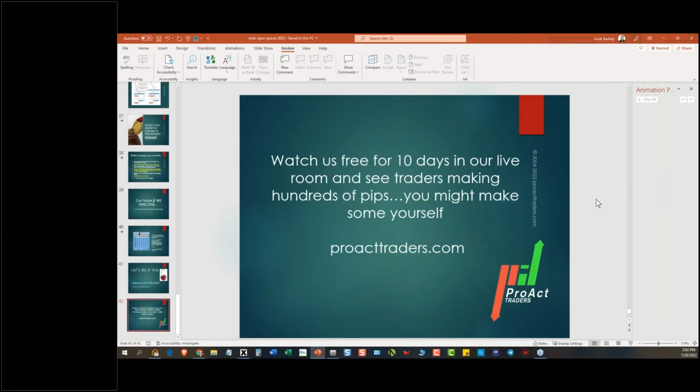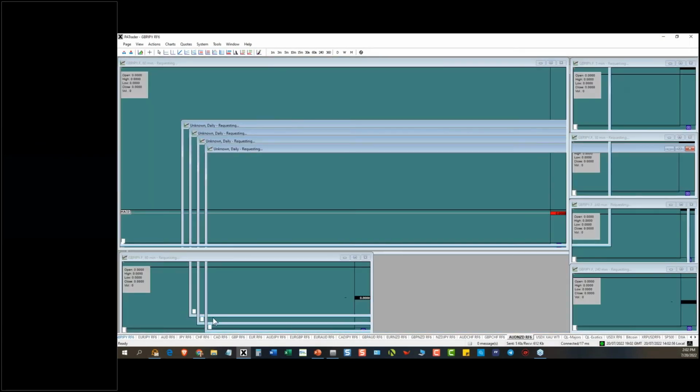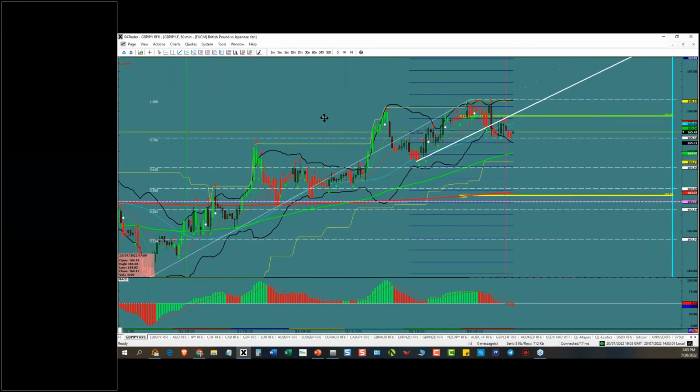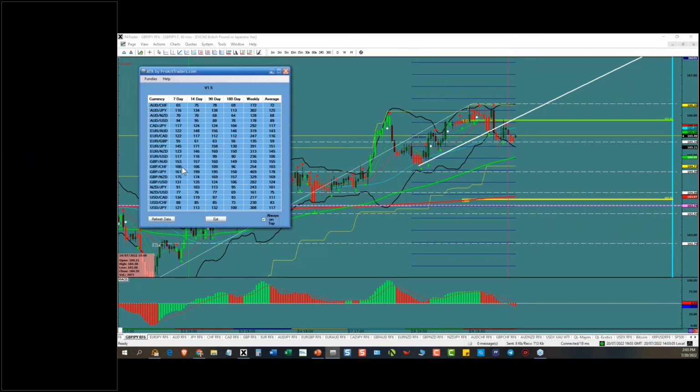All right, so let me pop over to the charts. These are charts from today. I'll just start over here on the pound yen. So this is the ATR. I'll pull the ATR up here. ATR on GJ is 199 pips. It does 199 pips a day right now. Its average is 178.